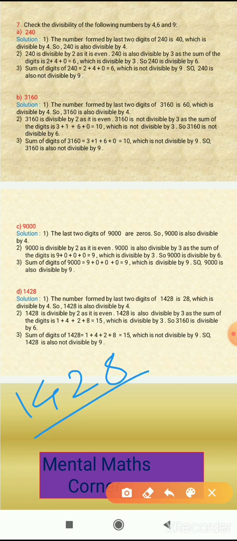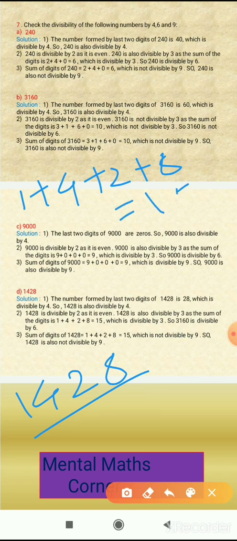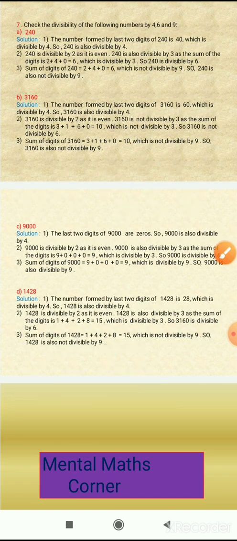Now we will do the sum of its digits. 1 plus 4 plus 2 plus 8. 1 plus 4, 5. 5 plus 2, 7. 7 plus 8, 15. 15 is divisible by 3. Okay. 1428 is divisible by 2. Also, 1428 is divisible by 3. So 1428 is divisible by 6.